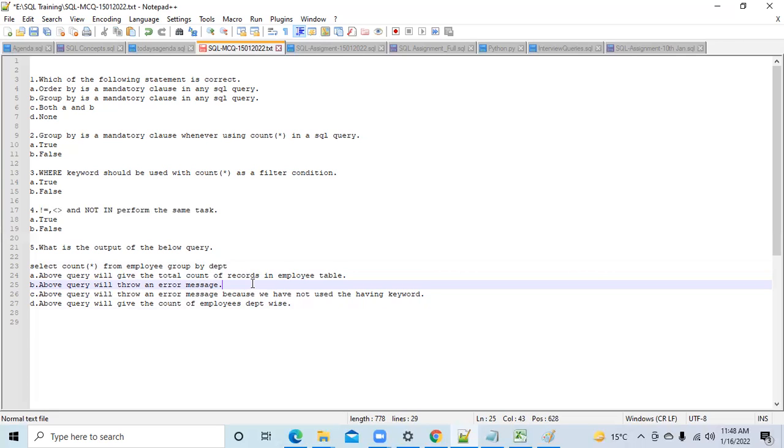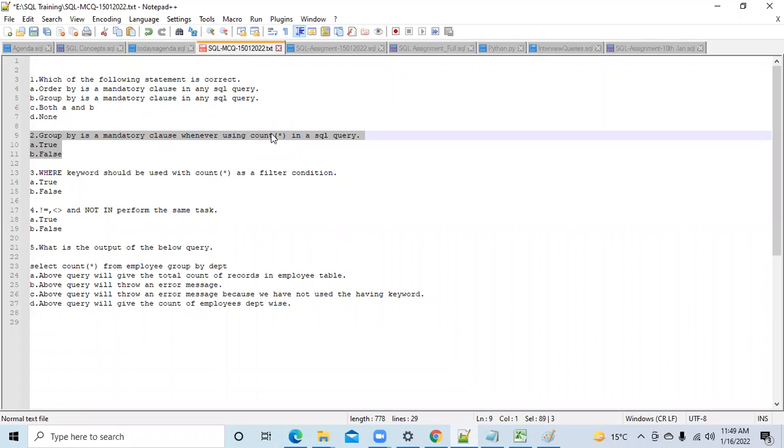What is the reason for the second question? Group by is a mandatory clause whenever using count of a star in a SQL query. This is false. Group by is not mandatory when using count of a star. It becomes mandatory when, apart from count of a star, you are using any other column; then you have to use group by on the column name. Suppose you write select count of a star from a table, then group by is not required. But if you write select name, count of a star from the employee table, then you have to write group by name. So in that condition, this will become tricky.